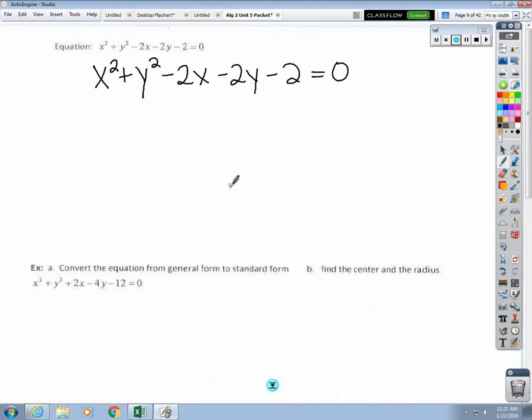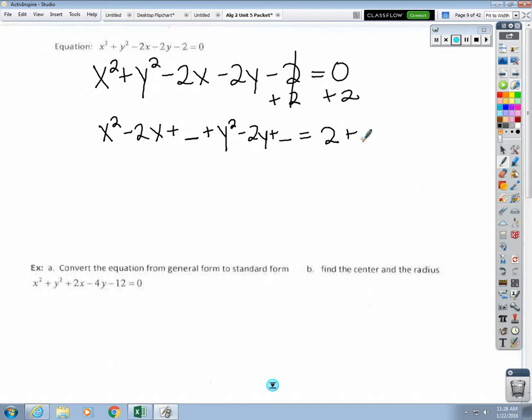Okay, what's the first step? Move the constant to the other side. What is the constant? 2. So how do we move it? Add 2 on both sides. Okay? So now I know this side becomes 2. What can I go and do on the left side? Group them. So it'll be x squared minus 2x, and then couldn't I go ahead and put in the blanks? Yes. Plus blank plus y squared minus 2y plus blank, and then I need to also add 2 blanks over here.